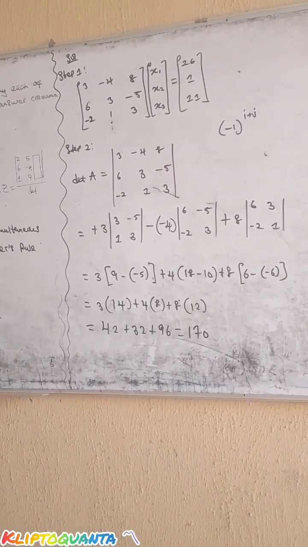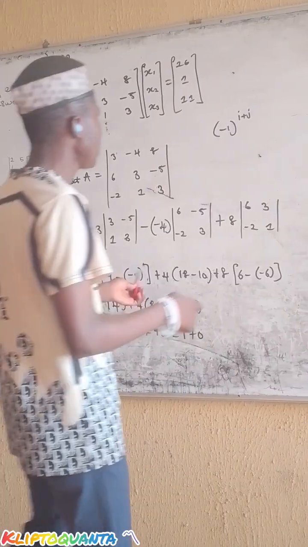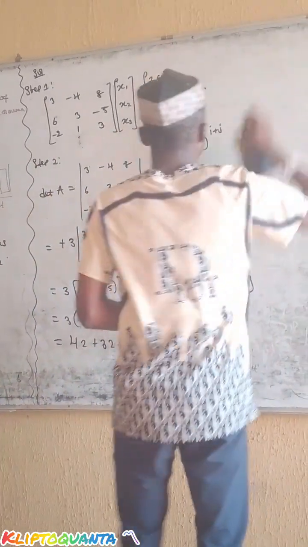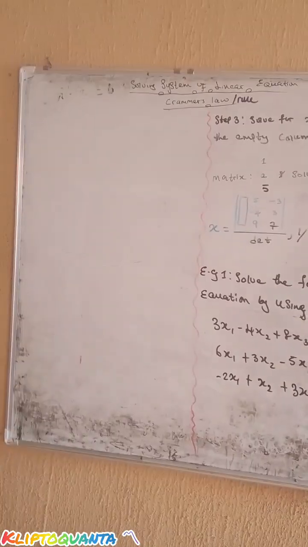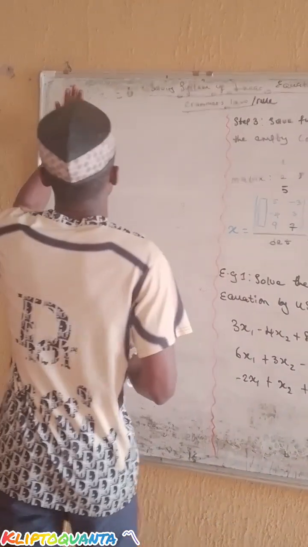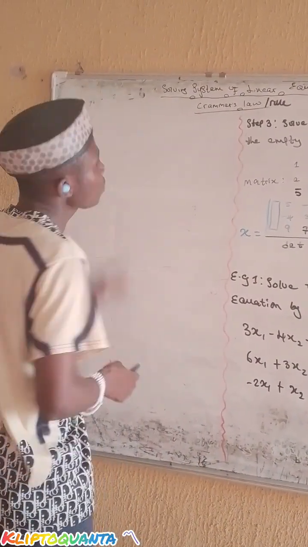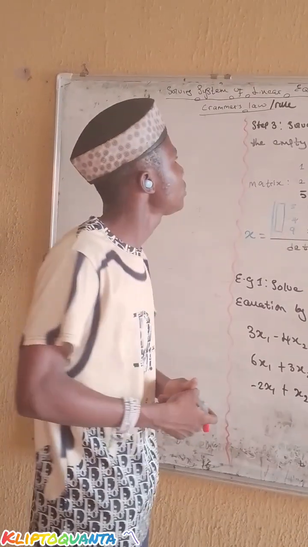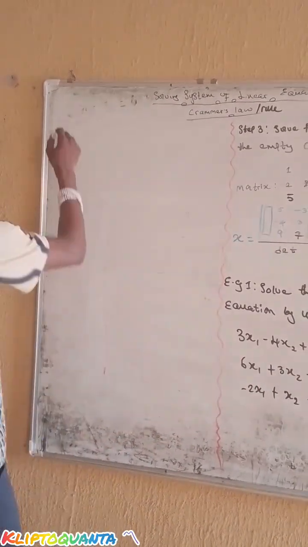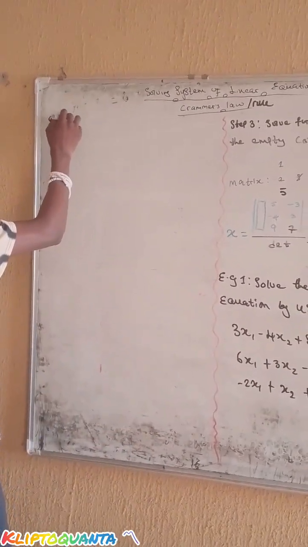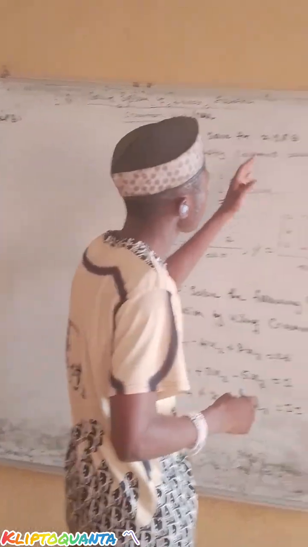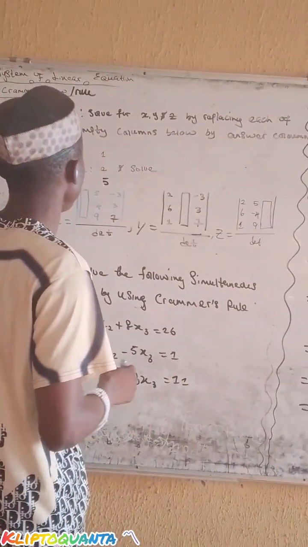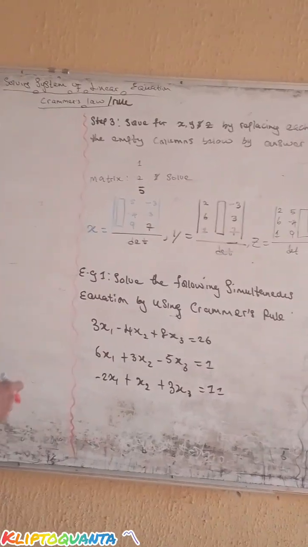170. So that's the first part I want us to understand under the conceptual knowledge, and that is step 2. So from there, we'll talk about this. And what is our step 3? We've gotten our determinant. So step 3 is that what? We now solve for x, y, and z by replacing each of the columns with the answer column. Right, guys?